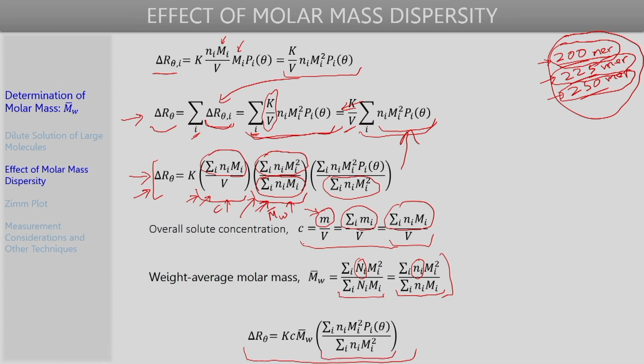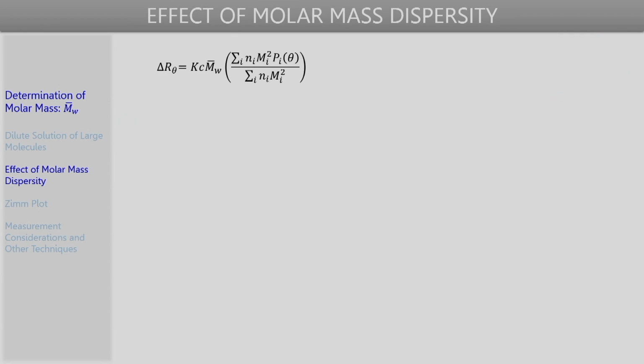Next, let us see what this bracketed quantity is and how it can be related to some physical property of the polymer chains. Let us start again with the expression for delta R theta and let us focus on the bracketed term here. So, if we look at it closely, the bracketed term is actually a kind of an average of this quantity P theta.